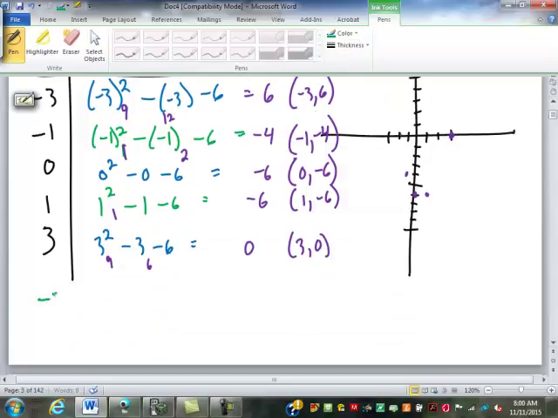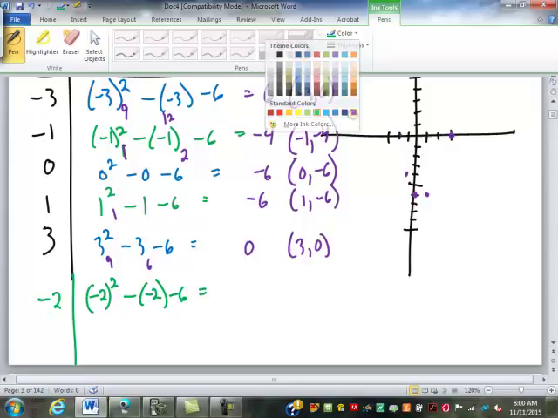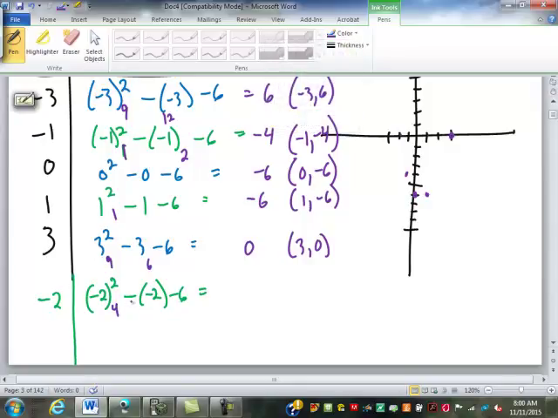If x is -2, y is going to be (-2) squared minus a -2 minus 6. (-2) squared is 4, minus a -2 is plus a +2, or 6. Minus 6 is 0. So -2, 0. So -2, 0 puts a point right there. Well, that kind of helps. How about over here at +2? Let's try that.